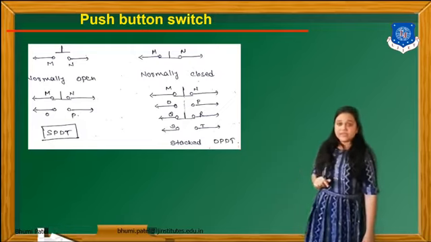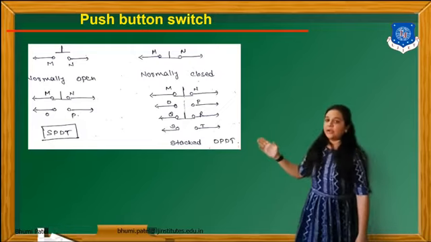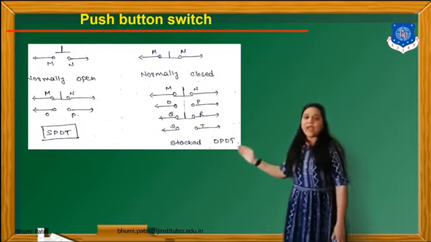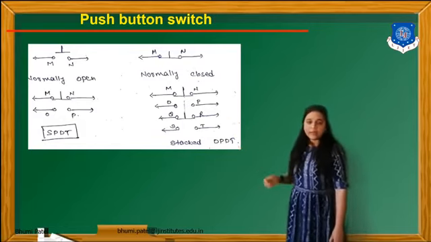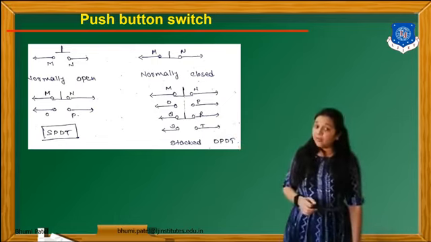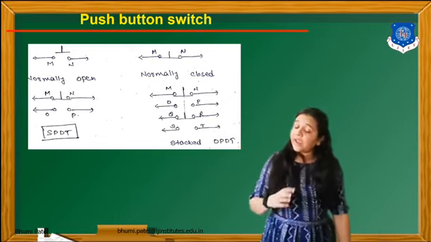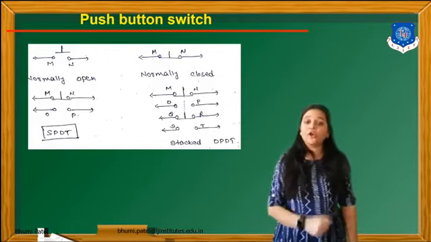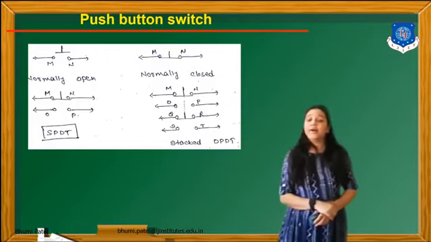So push button switches are like this: normally open, normally closed, SPDT and DPDT. As you remember, whenever we draw the ladder diagram of any PLC programming, we can put a normally open or normally closed switch for our logic.